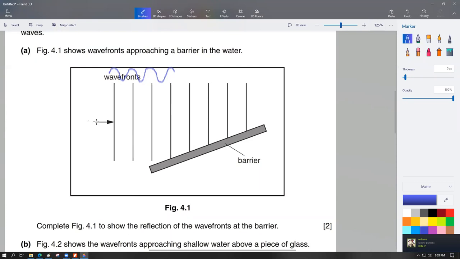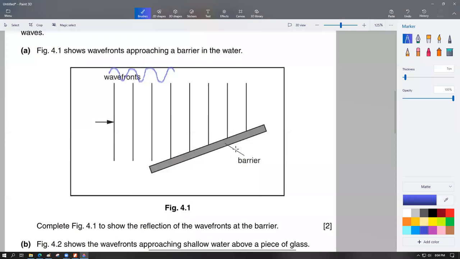Here, this is the incoming wave direction, which is horizontal, and the wavefronts are all vertical. This is also true for curved waves as well. If you have circular wavefronts, for example, have a look in your book at page number 195. Turn up a couple of pages. Page number 195. Do you see figure 13.10?